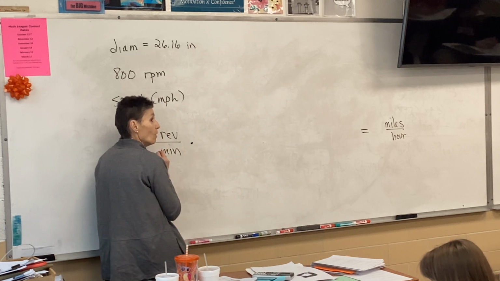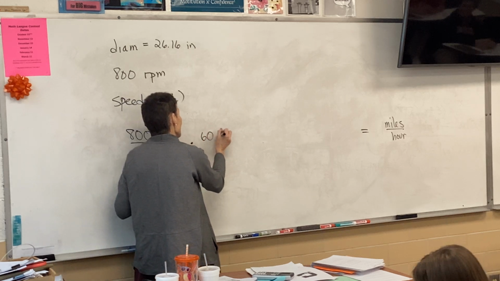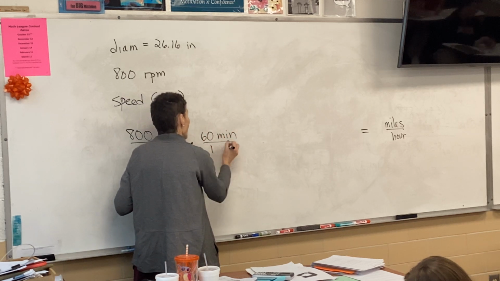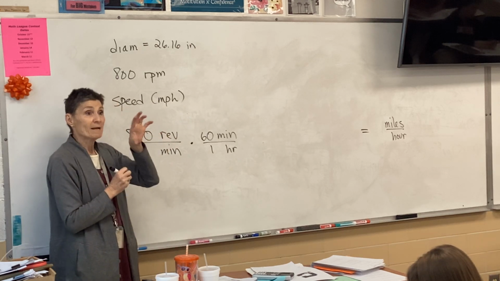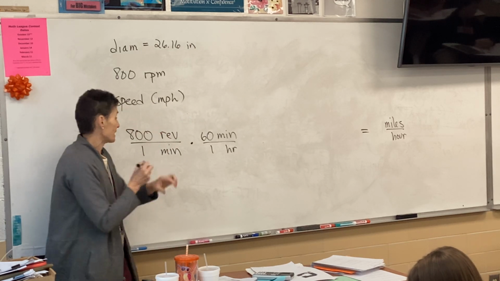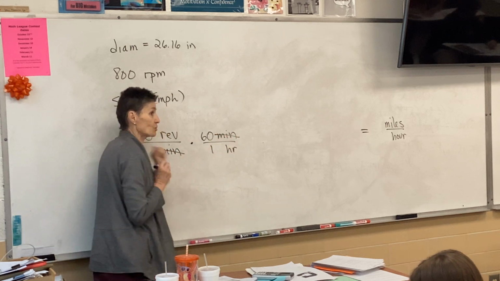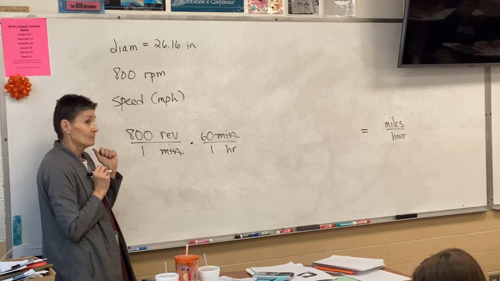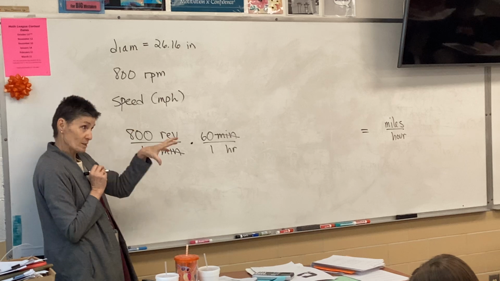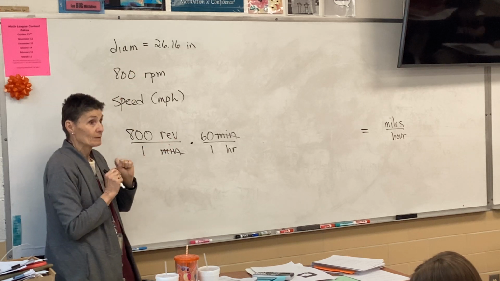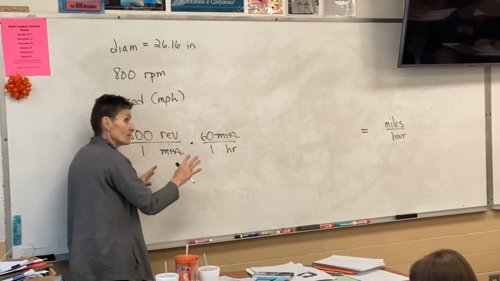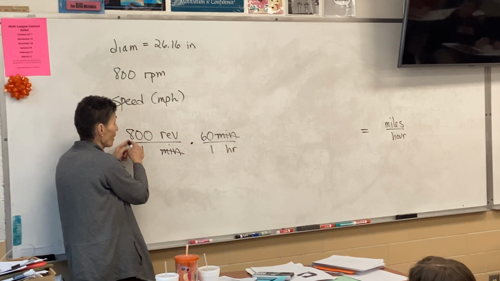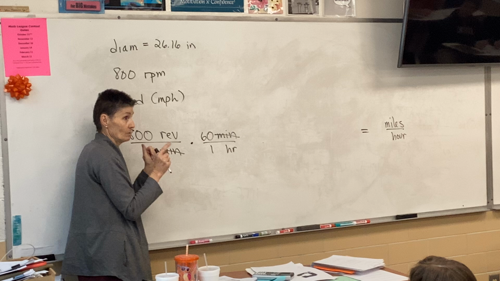So I know that there are 60 minutes in 1 hour. Would everyone agree with that? Now, make sure you're setting your fraction up like that because you need minutes to cancel out. Right? So one's on the bottom, gotta have the other one on the top. Now you're good. We're not gonna mess with that anymore. We're finished. Now we gotta get from revolutions to miles.